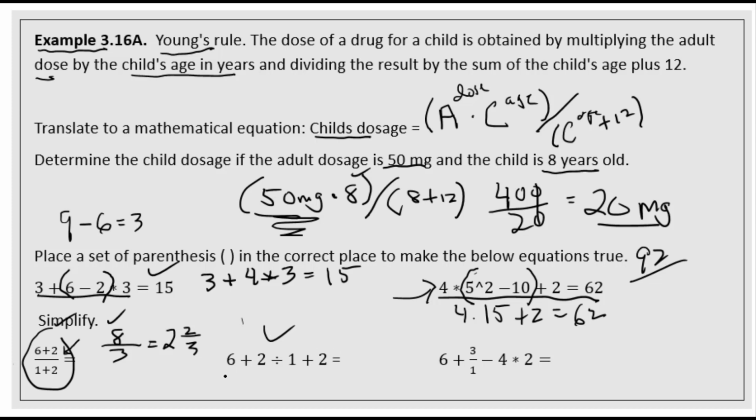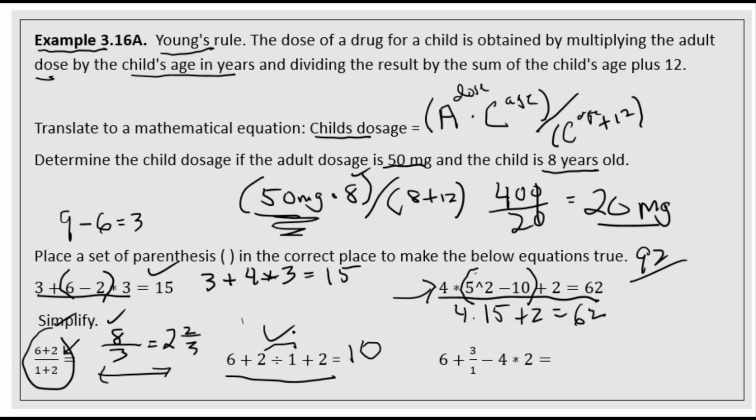Now here, there's no parentheses, there's no fraction bar. So you divide first. So you get 2 divided by 1 is 2. 6 plus 2 is 8. 8 plus 2 is 10. So they look the same, but they're not. This fraction bar is important.